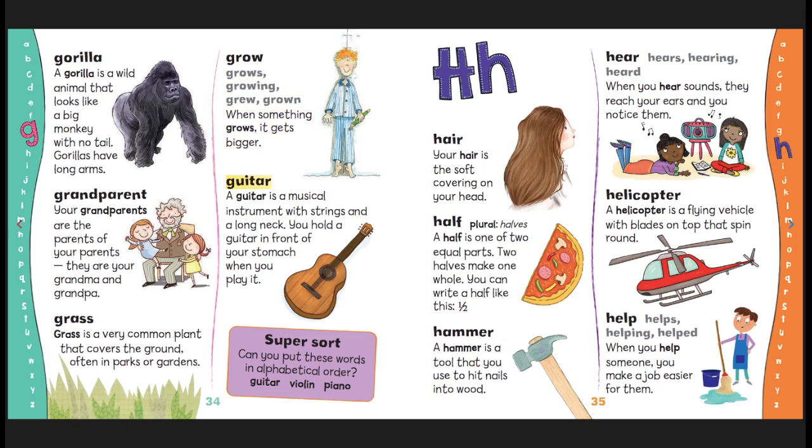Guitar. A guitar is a musical instrument with strings and a long neck. You hold a guitar in front of your stomach when you play it. Supersort. Can you put these words in alphabetical order? Guitar, violin, piano.